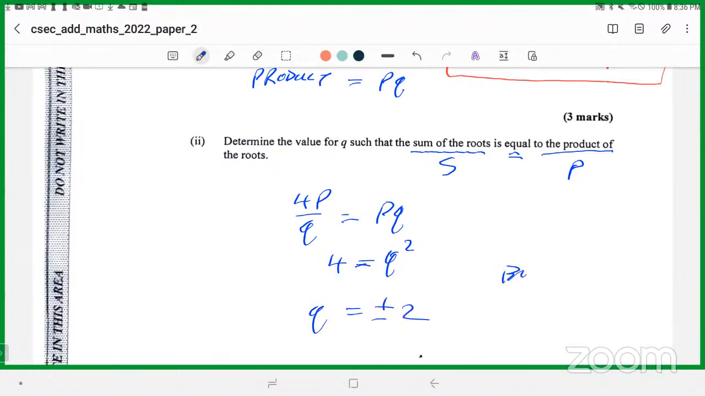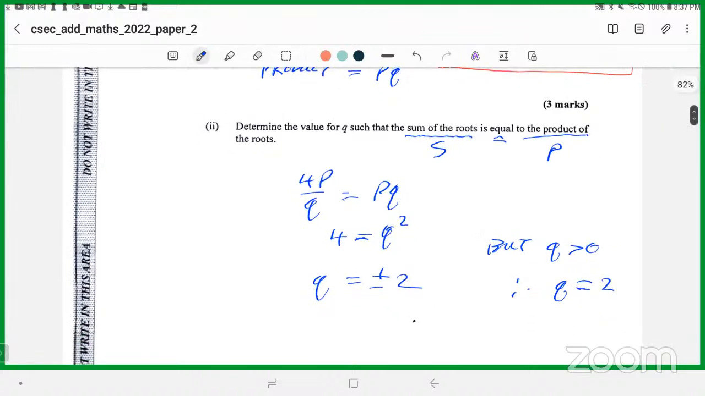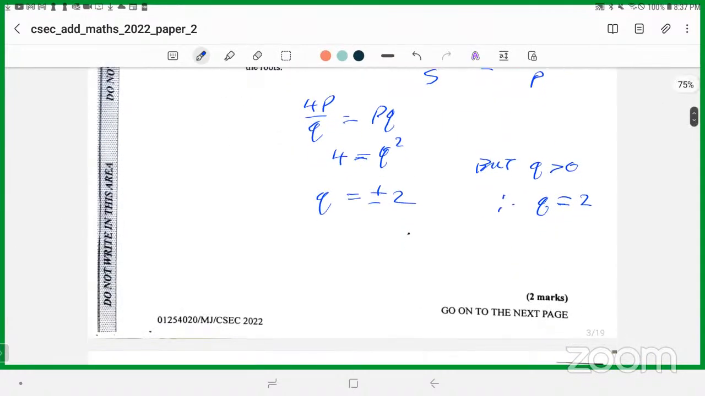But Q is greater than 0 because they say positive. Therefore, Q is simply equal to 2. So Q is 2. Do you understand that? Yes, sir. All right.